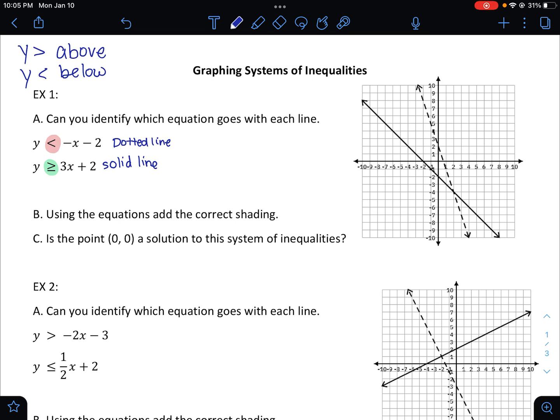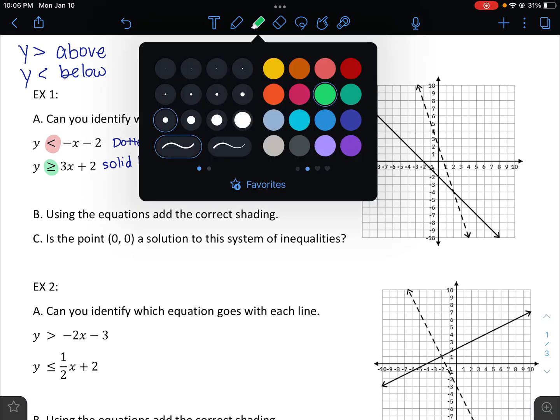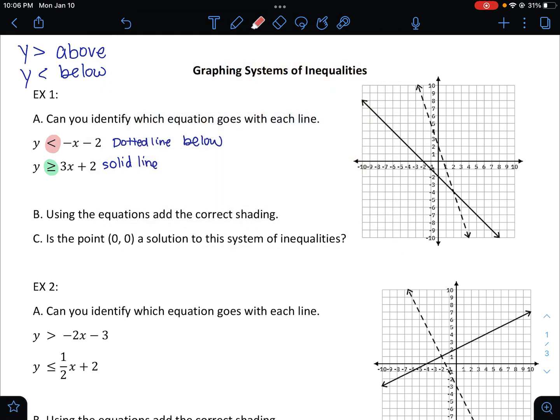Okay, so I'm starting with this first inequality. It's opening away from the y, so we're shading below. And that was with the dotted line. So I find my dotted line, I find the y-intercept, I go down, and this area is the area that's going to be shaded. I'm just focusing on it in relation to the dotted or dashed line.